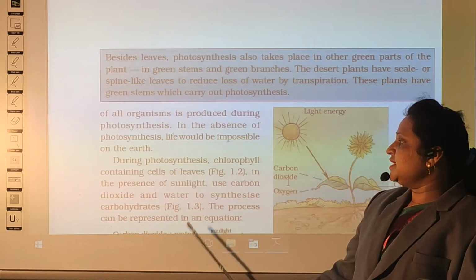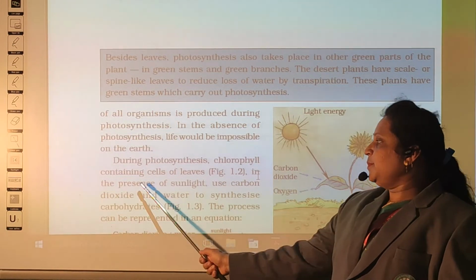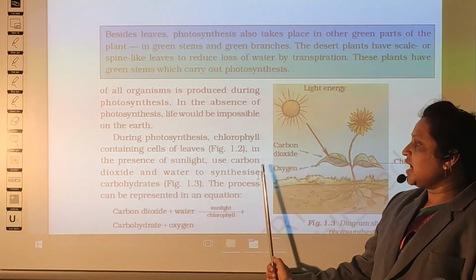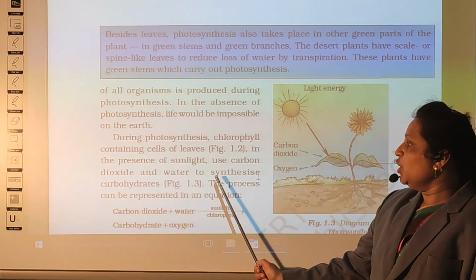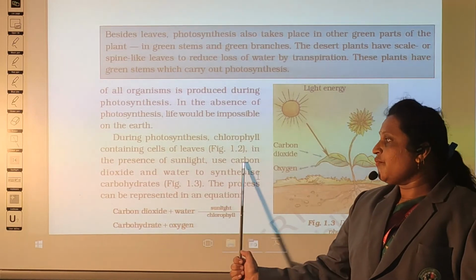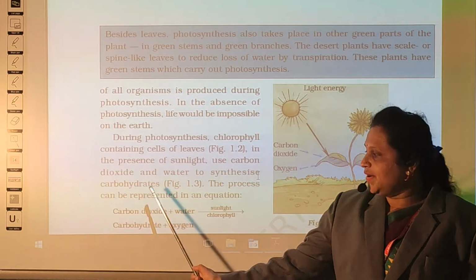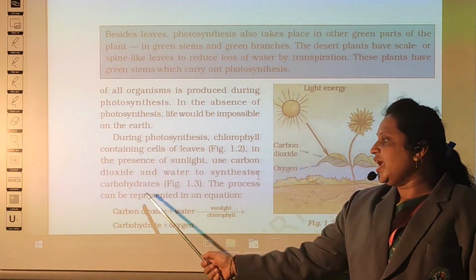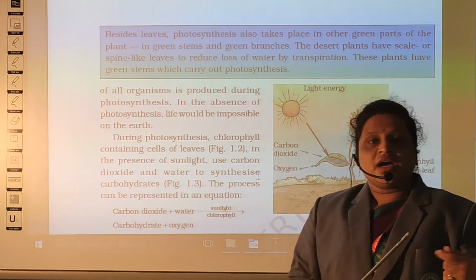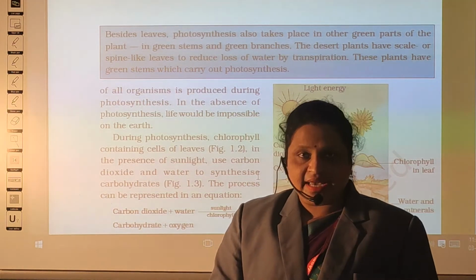During photosynthesis, the chlorophyll-containing cells of the leaves, in the presence of sunlight, use carbon dioxide and water to synthesize carbohydrates. By using carbon dioxide and water, it forms carbohydrates. This process can be represented in an equation. If we write the photosynthesis process as an equation, how will we write it?